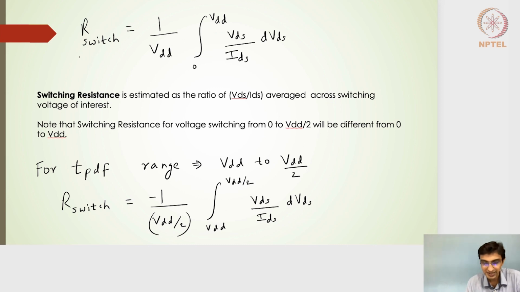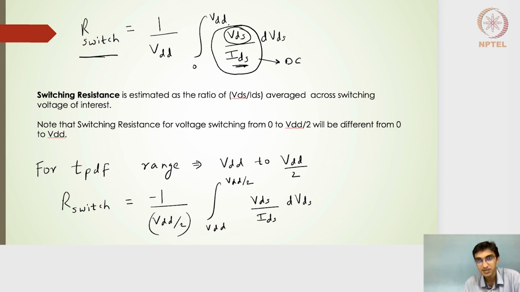So the switching resistance, by definition, is nothing but an average of all the DC resistance for the voltage range we are interested in. VDS divided by IDS is the DC resistance. DC resistance means, for a given current IDS value and a probed VDS value, what is that particular resistance? So it is a DC resistance picked at every point in the voltage, and then the average of that, over whatever range we are interested in.